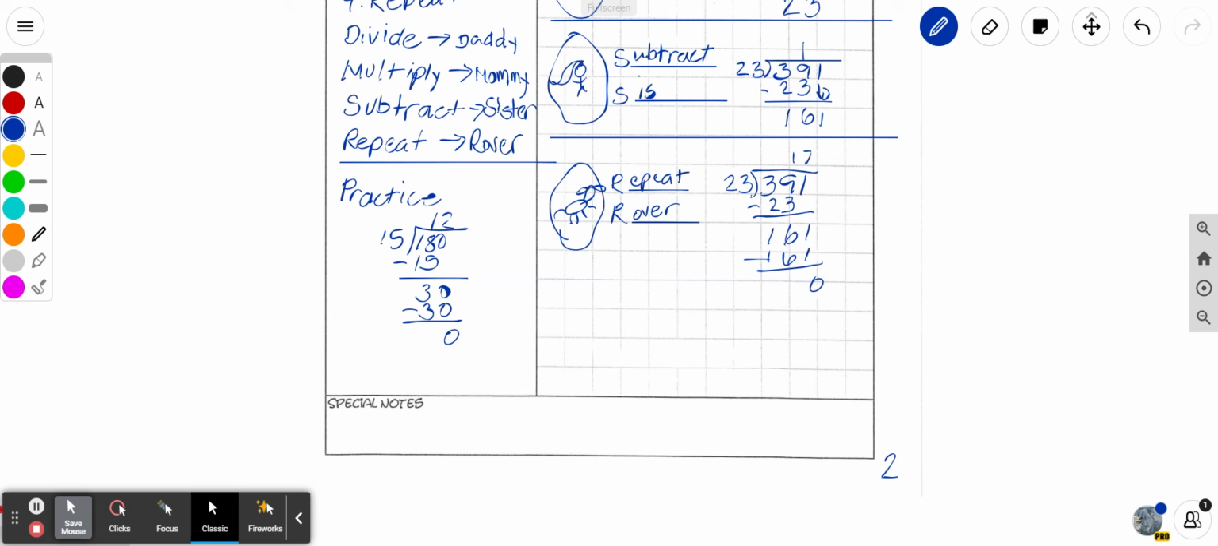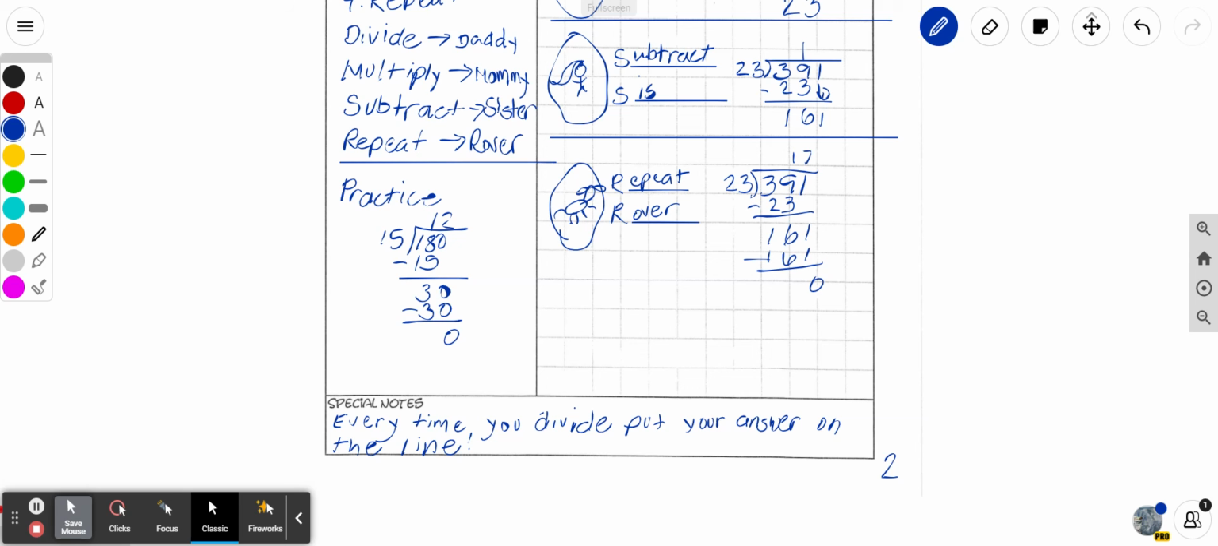So the thing that you need to remember really is to, every time you divide, write your answer on the line. So let's write that under special notes. Every time you divide, put your answer on the line. And then let's add an exclamation point, because that's really important.